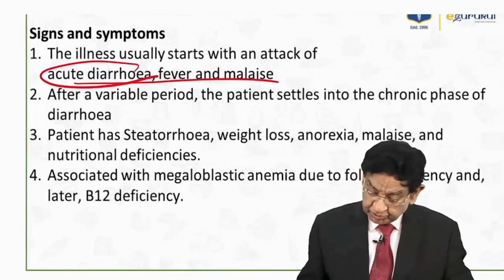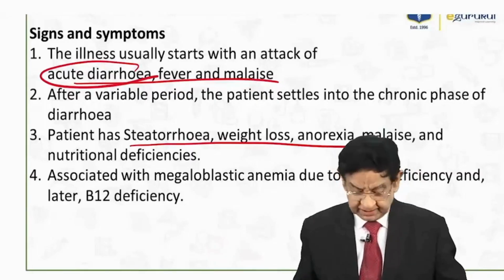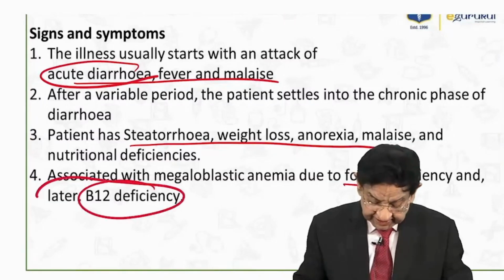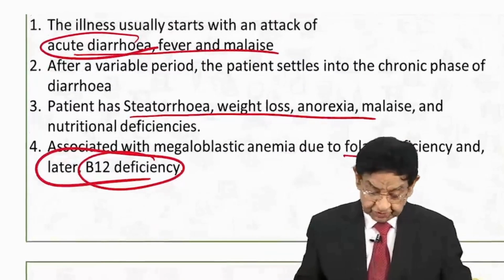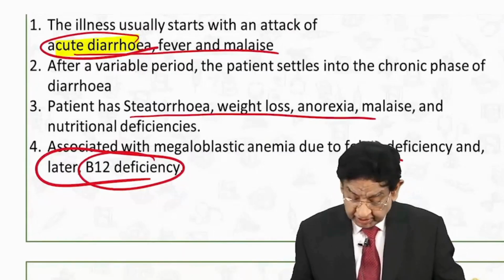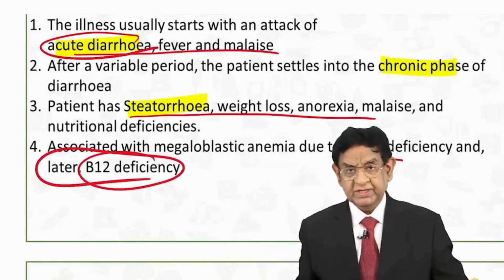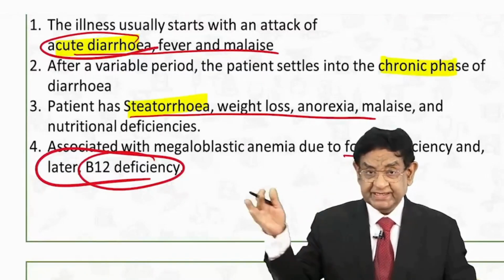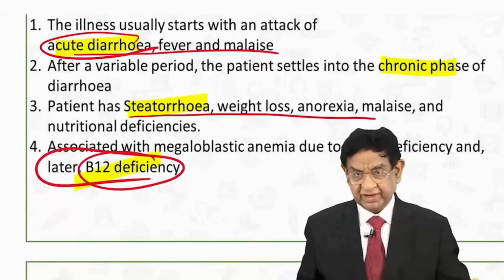And later on, the patient goes into the chronic phase: steatorrhea, weight loss, anorexia, all the features of chronic malabsorption. And folic acid and B12 deficiency later on, the point I mentioned to you. So friends, to begin with, acute diarrhea. Later on, the chronic phase, where we'll have steatorrhea and all the features which I've been talking to you about so many times previously: weight loss, steatorrhea, and vitamin A, D, E, K deficiency, etc. Iron and folic acid deficiency will be there.